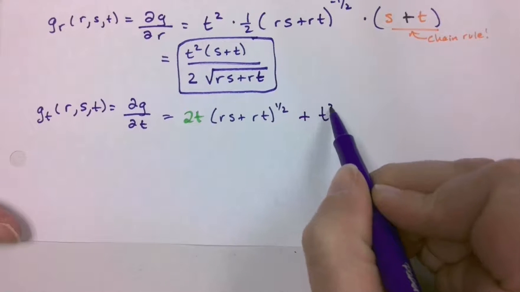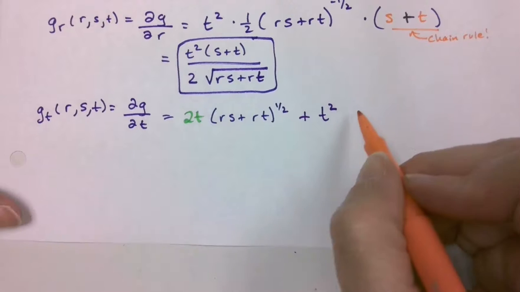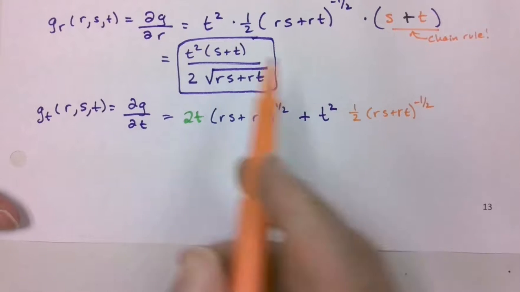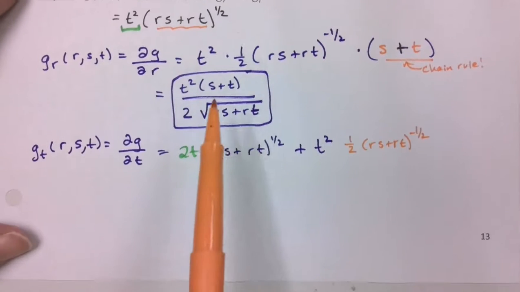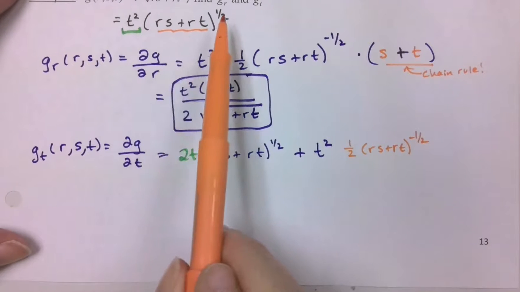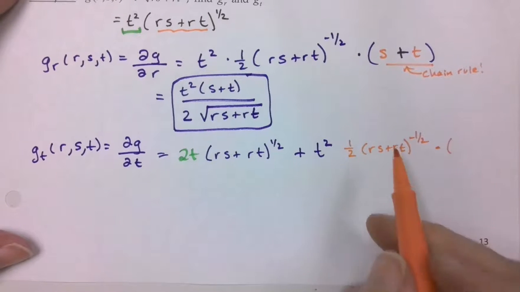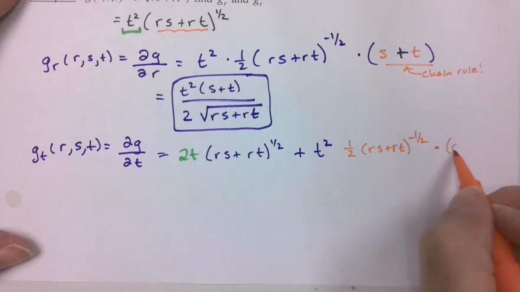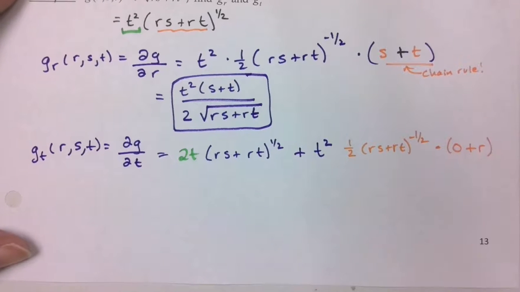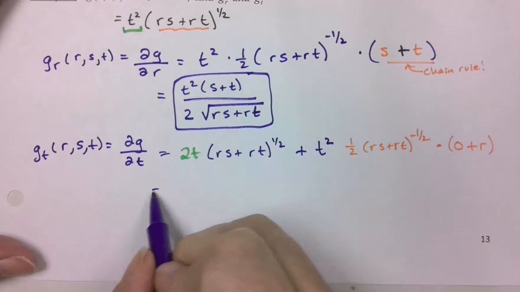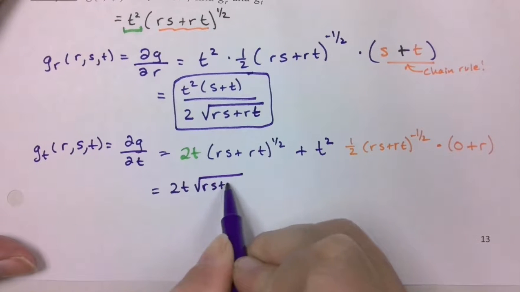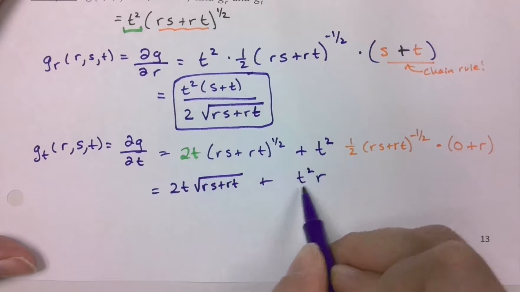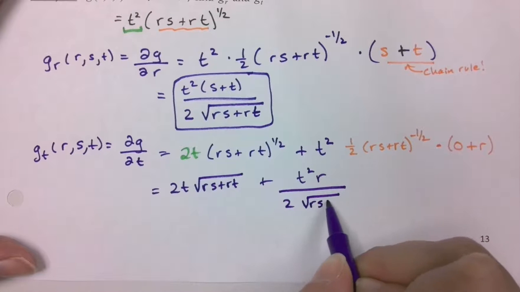Then plus, now I leave the t squared alone, and then I want the derivative of the next part. So it'd be 1/2, and then (rs plus rt) to the negative 1/2, right? So we're bringing the power down. Bring the power down, leave the inner part alone, negative 1/2. And then because of chain rule, well, the derivative of rs is 0 because those are both constants as far as t is concerned. So 0 plus r. All right, just cleaning that up a little bit. That's 2t square root of rs plus rt. And then this is r and a t squared. So t squared r over 2 square root of rs plus rt.